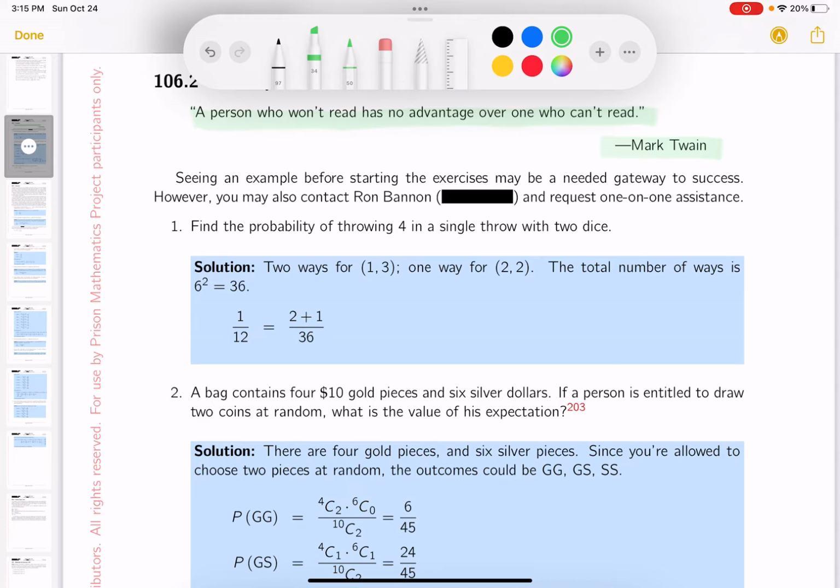Find the probability of throwing 4 in a single throw of 2 dice. So I want to point out what they're doing. They're throwing 2 dice down, and there's a lot of outcomes. Well, there's really not a ton. There's 6 choices for this one. The dice have 6 faces, so the total outcomes are going to be 6 times 6, which is 36.